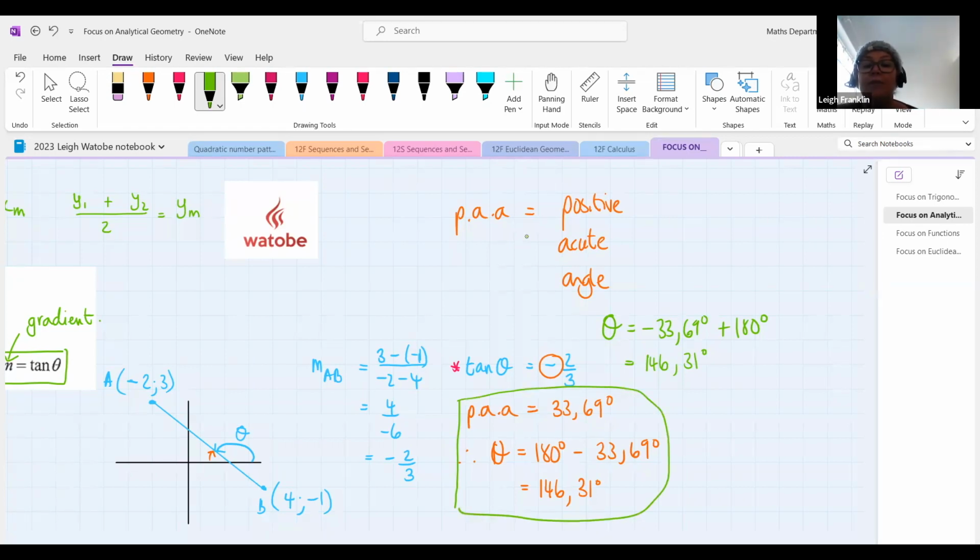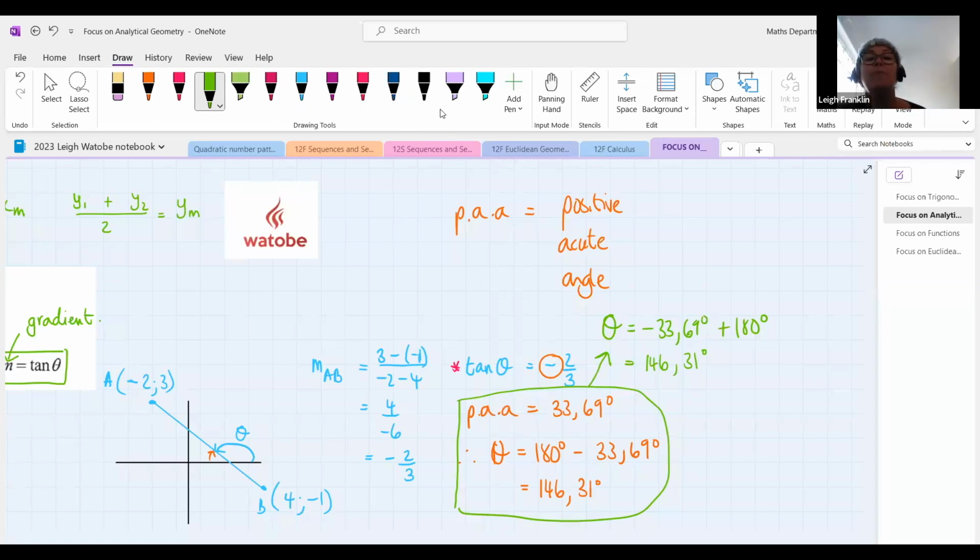Otherwise, if you've got tan theta equals minus 2/3, you could go straight to what is there in the green. And then you don't have to worry about stating that it's a PAA and that you're subtracting it. You could go straight to theta equals minus 33.69 plus 180. And then you don't even have to write that it's a PAA if you don't want to.